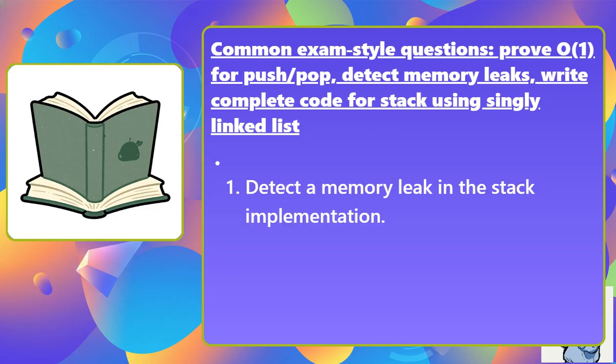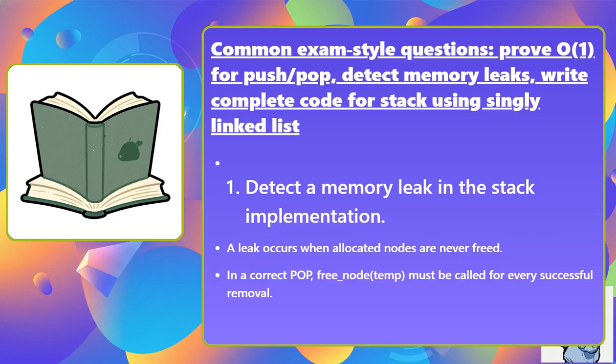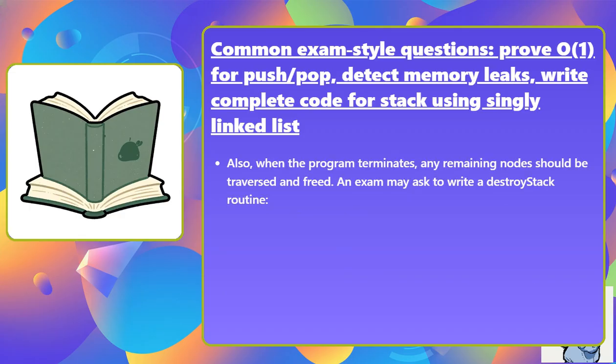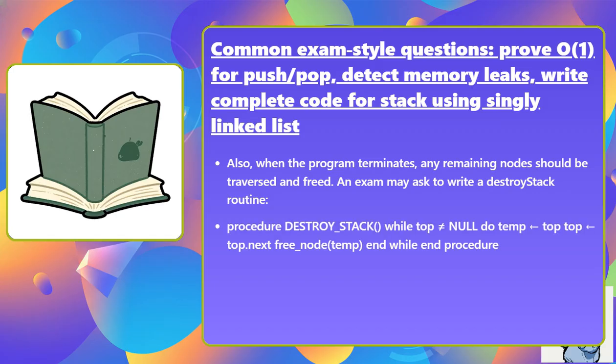2. Detect a memory leak in the stack implementation. A leak occurs when allocated nodes are never freed. In a correct pop, free(temp) must be called for every successful removal. Also, when the program terminates, any remaining nodes should be traversed and freed. An exam may ask to write a destroy stack routine. Procedure destroy stack: while top is not null, do set temp to top, set top to top.next, free temp, end while.